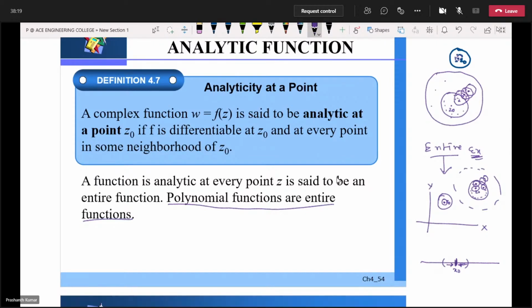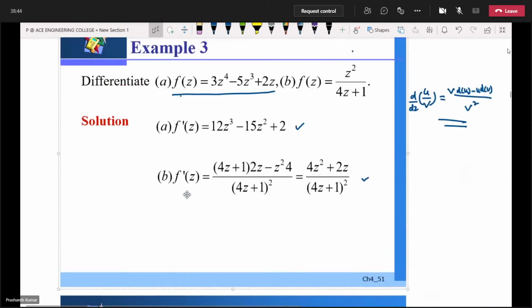So therefore a polynomial function is everywhere differentiable. If you take a polynomial like x square plus 2x, it is differentiable. Taking a polynomial in z like z square plus 2z, z square is differentiable plus 2z is also differentiable. In this problem I have given a polynomial function, 3z to the power of 4 minus 5z cube plus 2z, everywhere it is differentiable. Therefore simply I am writing f dash z is equal to this.